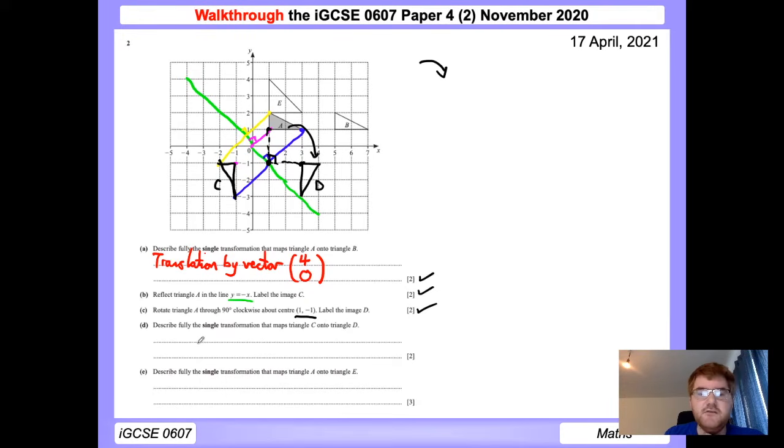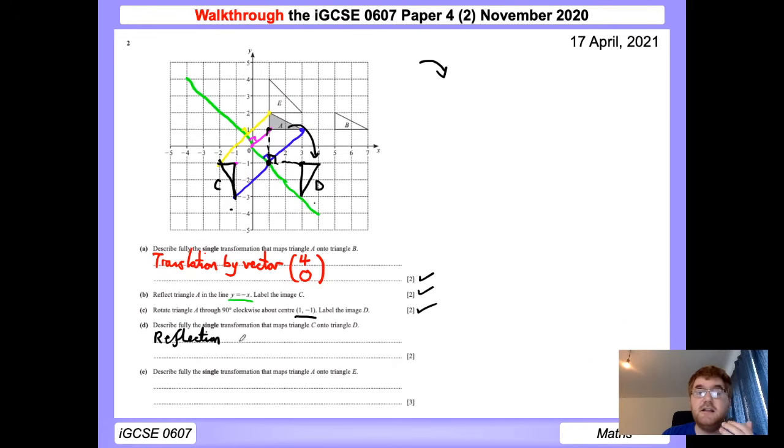Part D. Describe fully the single transformation that maps triangles C to D. So essentially we want to go from this triangle to this triangle here. Now the first thing to notice here is there's a reflection going on. So we need to write down reflection, and it's a 2-mark question. I'm using that as a guide here.